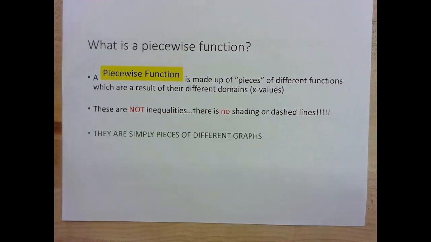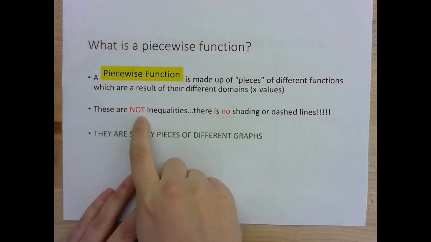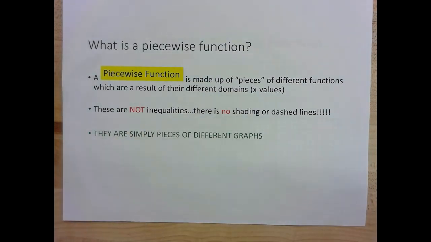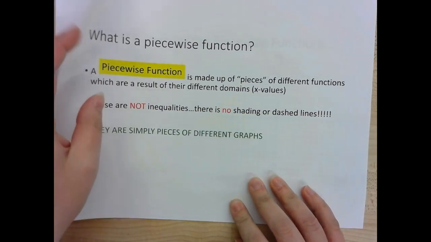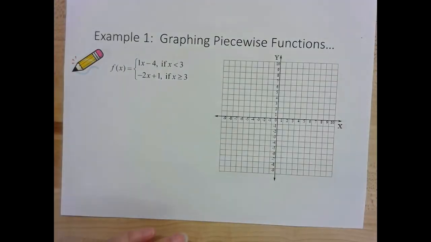Well, a piecewise function is made of pieces of different functions which are a result of their different domains, the x values. Notice, these are not inequalities. Not inequalities. Do not shade. Do not use dashed lines. They're always going to be normal. All they are is just pieces of different graphs all stuck together to make a Frankenstein function. So, let's take a look at how to graph one of these guys.